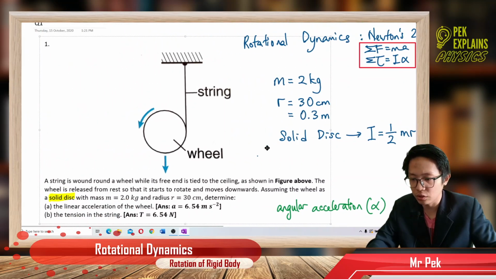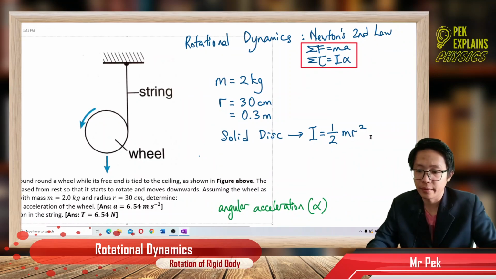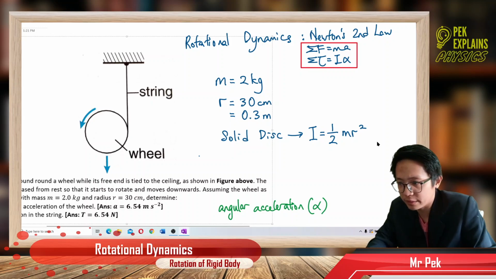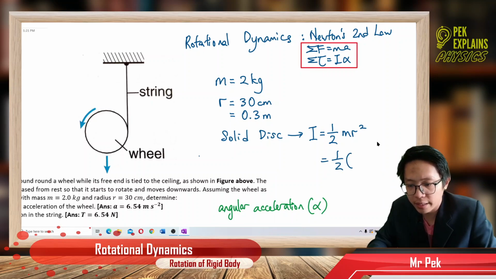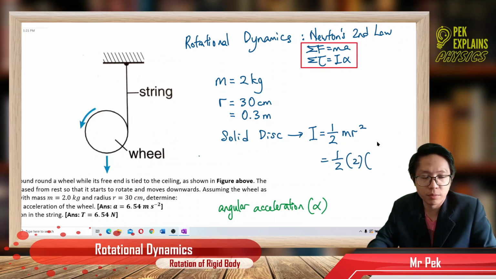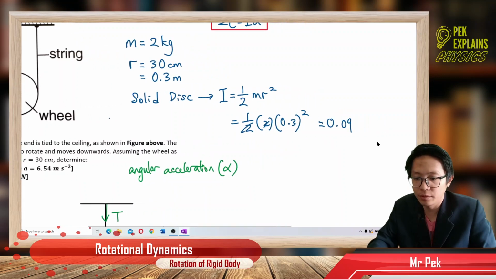Okay, so for a solid disc, the formula of moment of inertia is half mr square. So let us find out what is the moment of inertia for the solid disc. Given the mass, just put the mass, the radius, 0.3 meter. Okay, so I will get 0.09 kilogram meter square. Kilogram meter square is the unit for I, moment of inertia. So I got the moment of inertia.